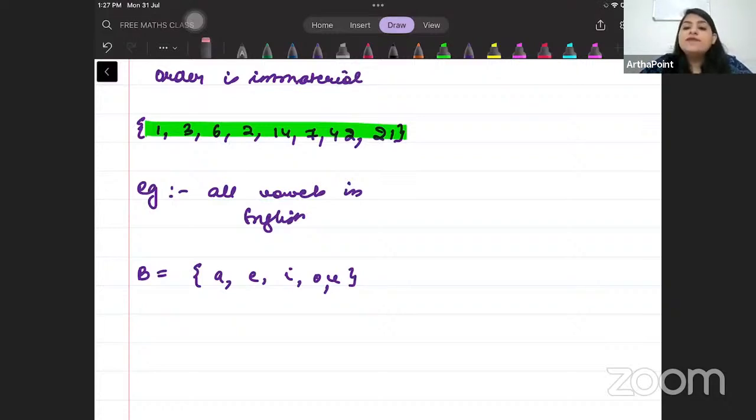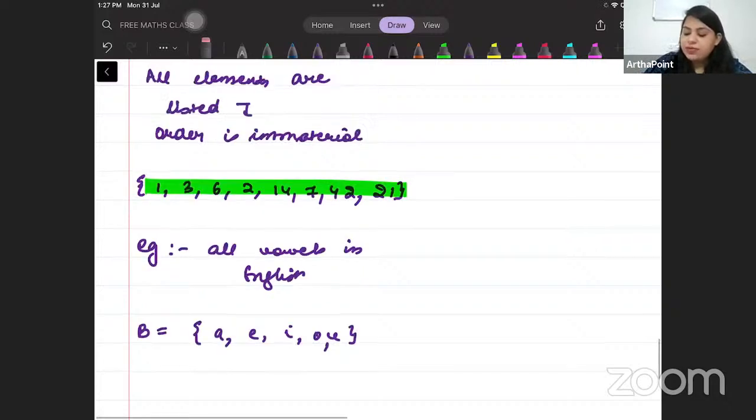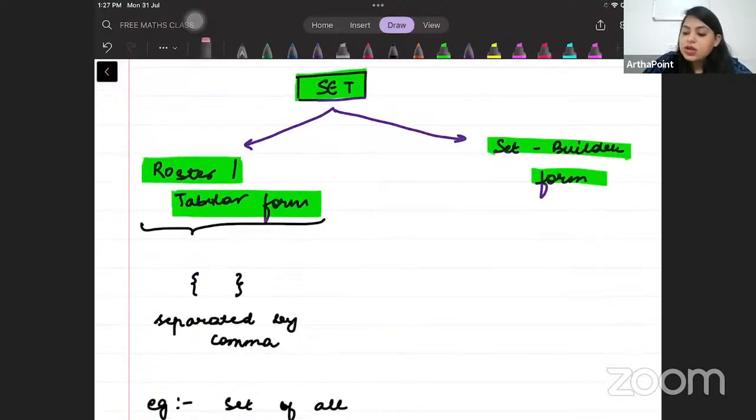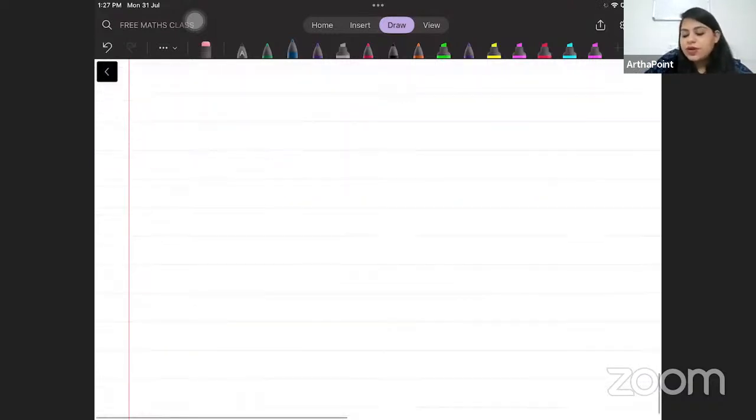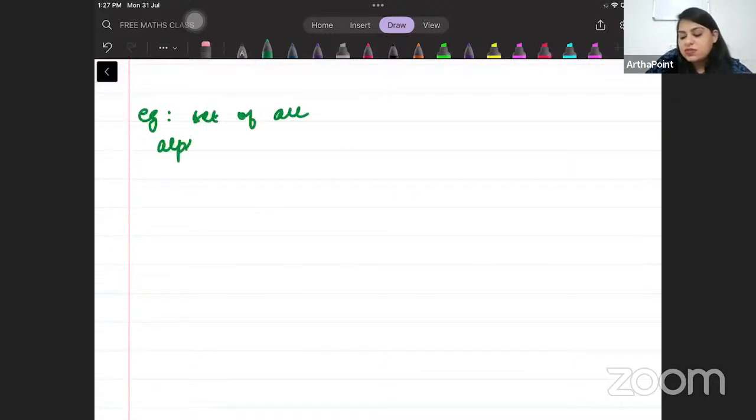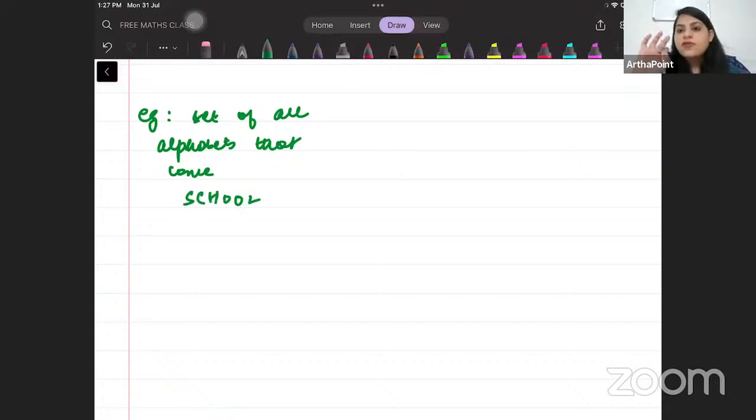Now, note that whenever you write a set in the roster format, a very important thing is that elements should not be repeated. Let me give you an example. If I ask you to make a set of all alphabets that come in the word school, S-C-H-O-O-L, make the roster form of all elements which come in the word school.